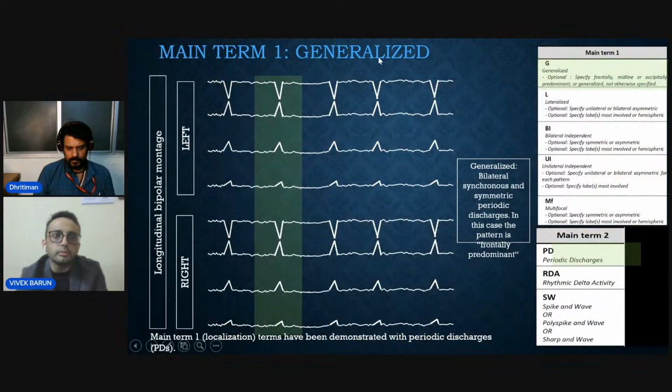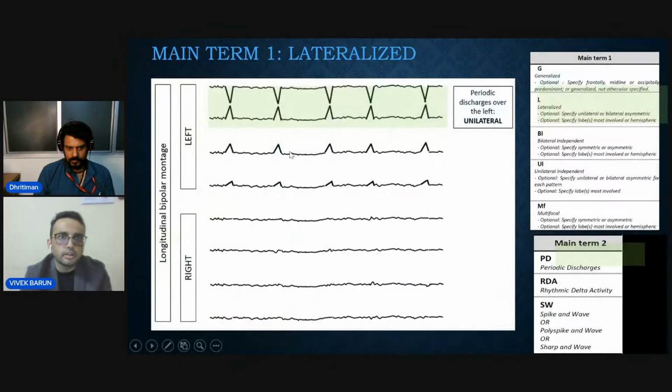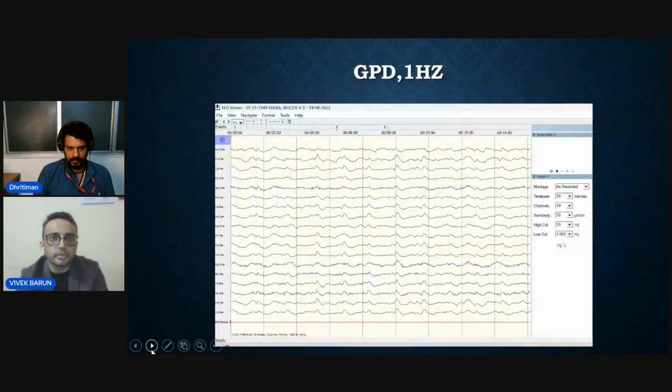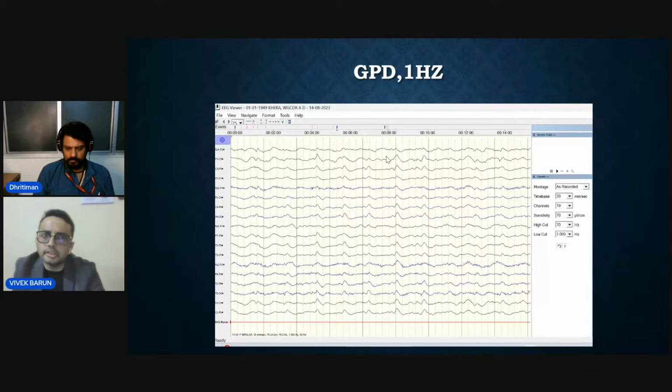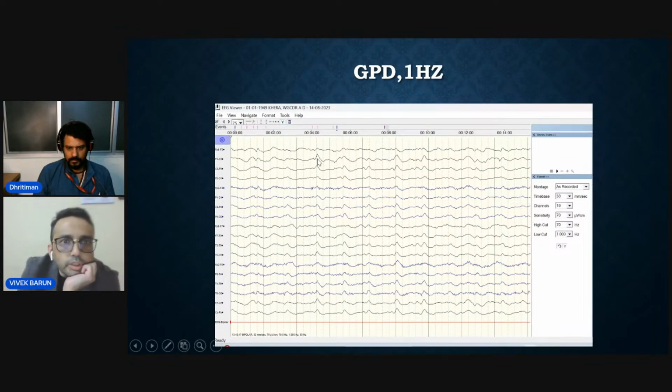So you can see on both sides there are synchronous discharges of similar morphology with a constant inter-discharge interval. This one is only on one side, that is why it is lateralized. This is very common; all of us must have seen this kind of EEG. You can appreciate there is a generalized periodic discharge again of 1 Hz activity occurring every second.